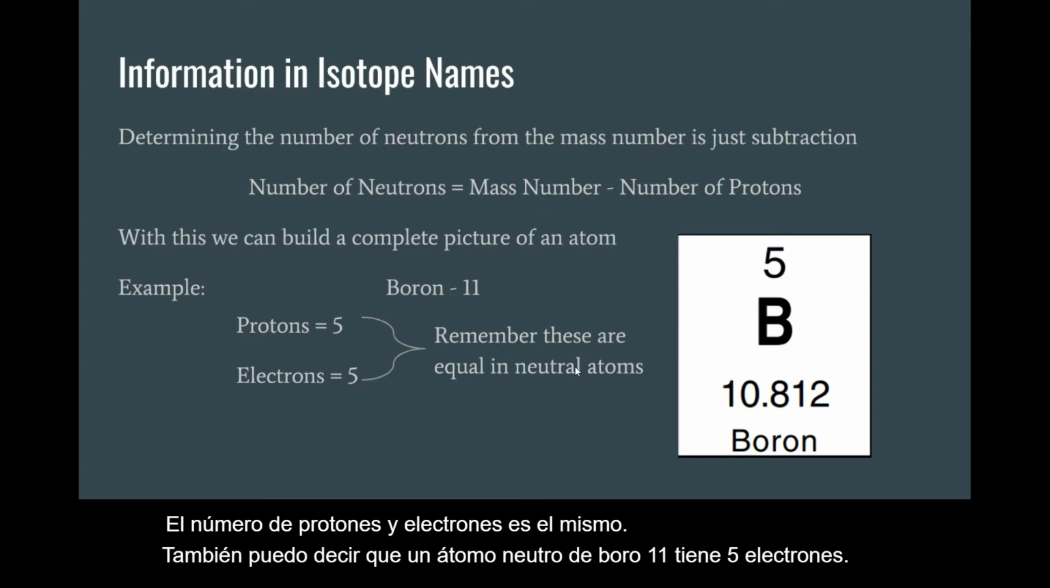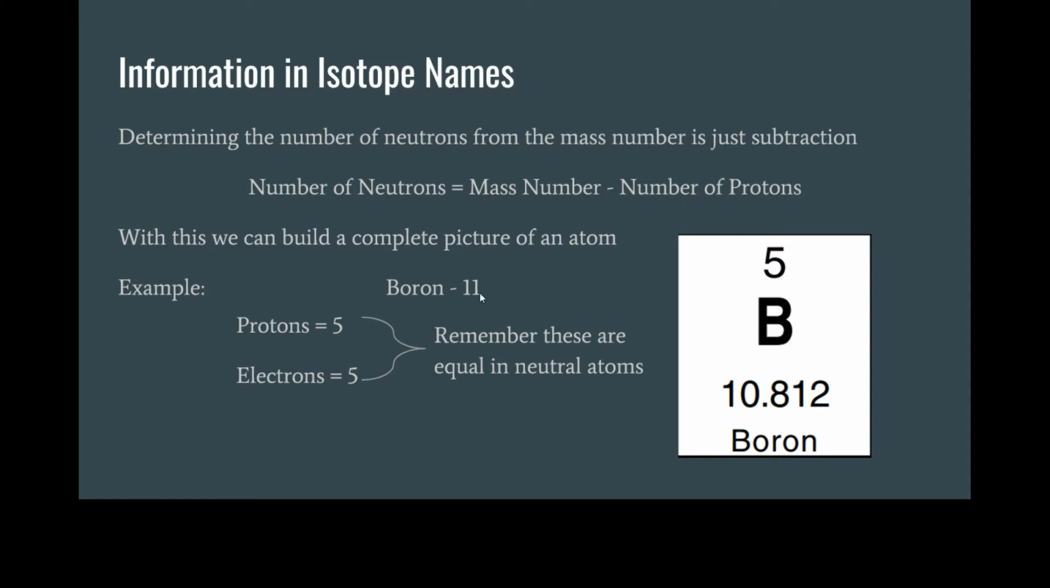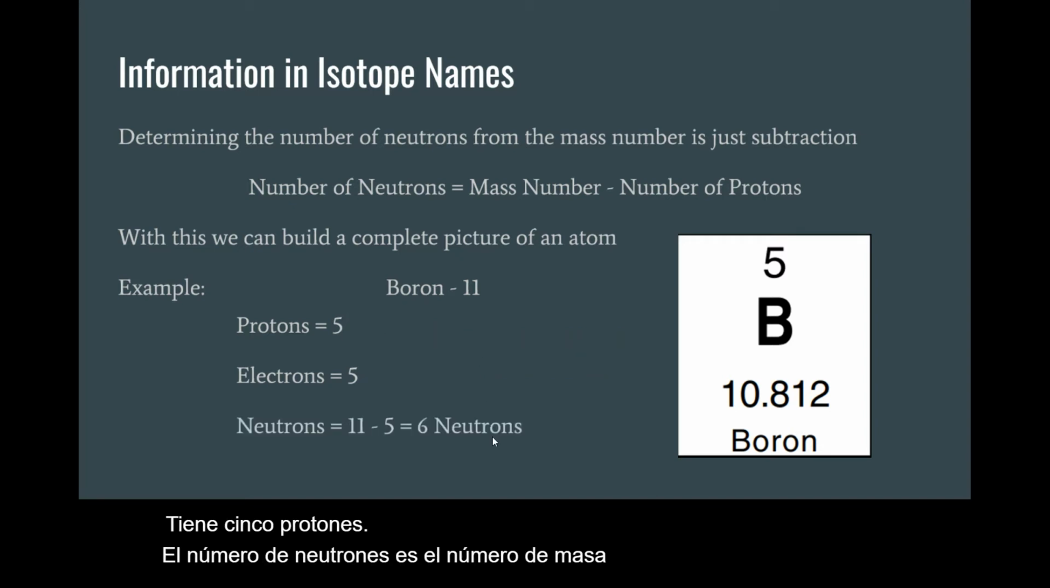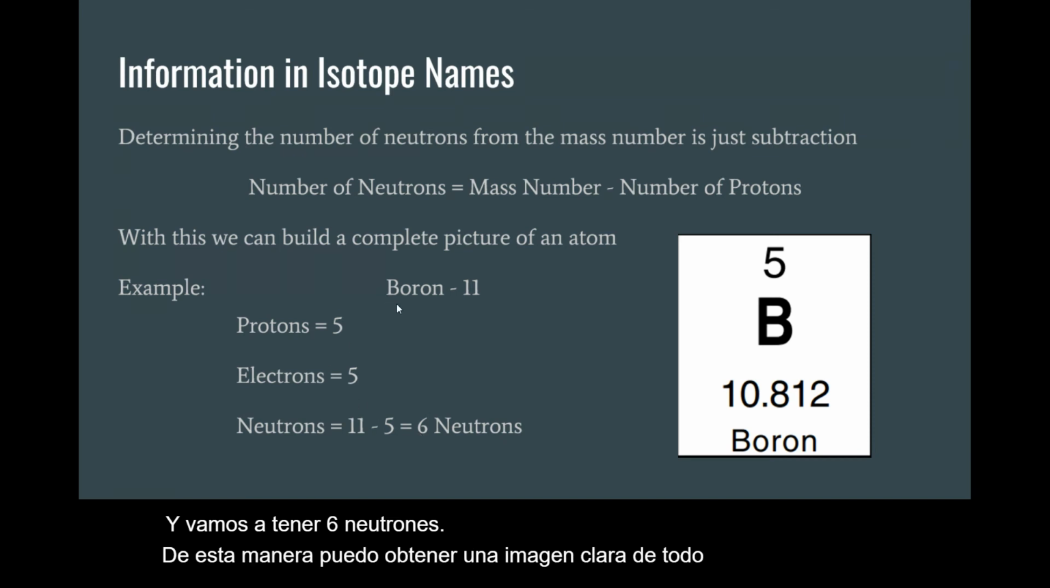So the last piece is how many neutrons does this atom have? Well, I know it's boron 11. It has 5 protons. The number of neutrons is the mass number minus the number of protons. 11 minus 5. And we're going to get 6 neutrons. In this way, I'm able to get a clear picture of all the subatomic particles, as long as I know the isotope name.